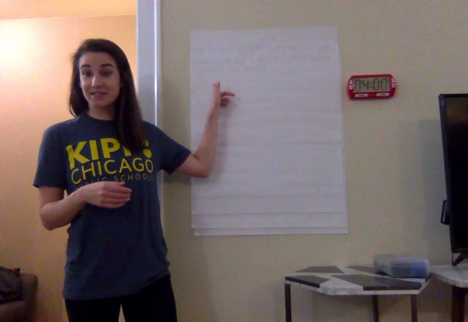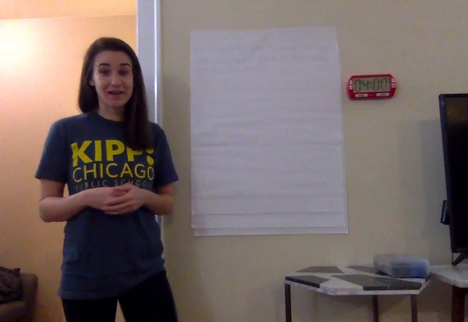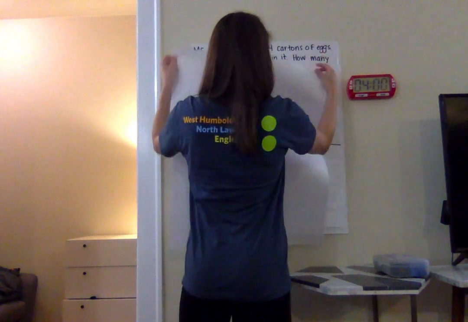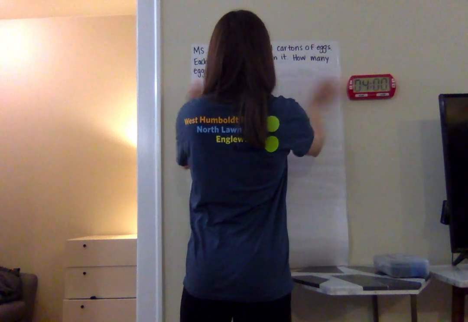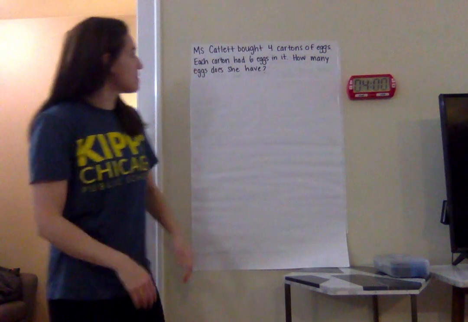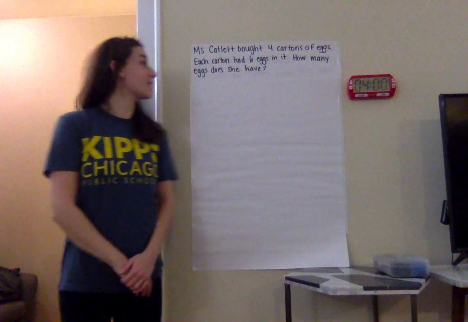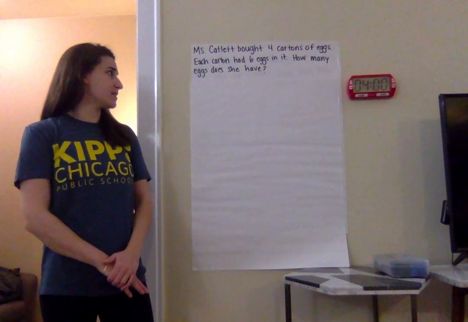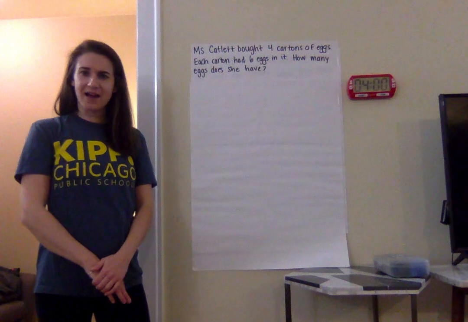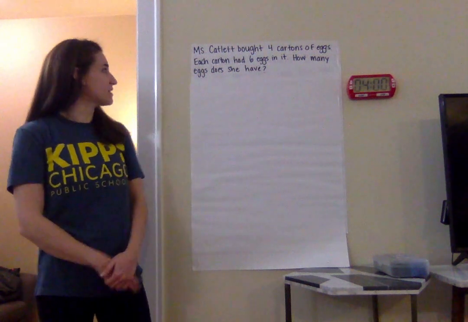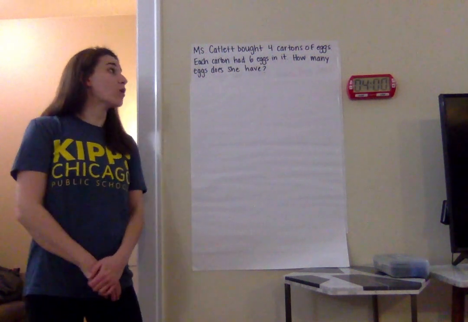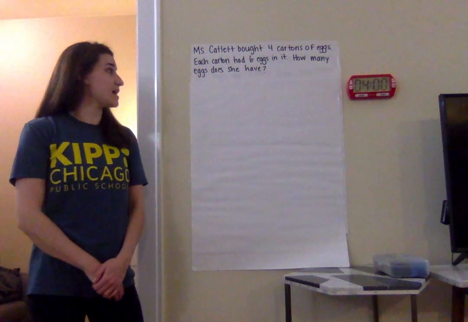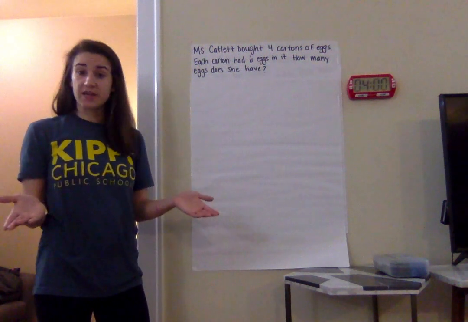Now, I'm going to take this down, read the story twice, and you are going to help me tell it. Ms. Catlett bought 4 cartons of eggs. Each carton had 6 eggs in it. How many eggs does she have in all? One more time. Ms. Catlett bought 4 cartons of eggs. Each carton had 6 eggs in it. How many eggs does she have?